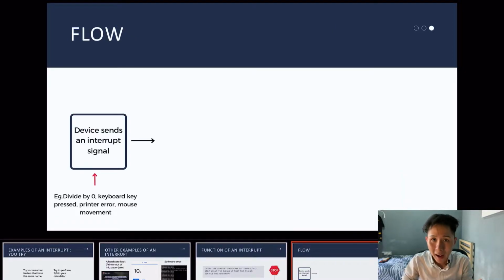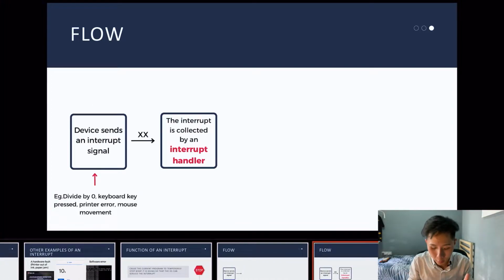Let's look at how an interrupt is handled, the flow of how it's handled. First of all, the device will send an interrupt signal. It could also be software. If these things happen, the device or the software will send an interrupt signal, and this interrupt signal is collected by something called the interrupt handler.